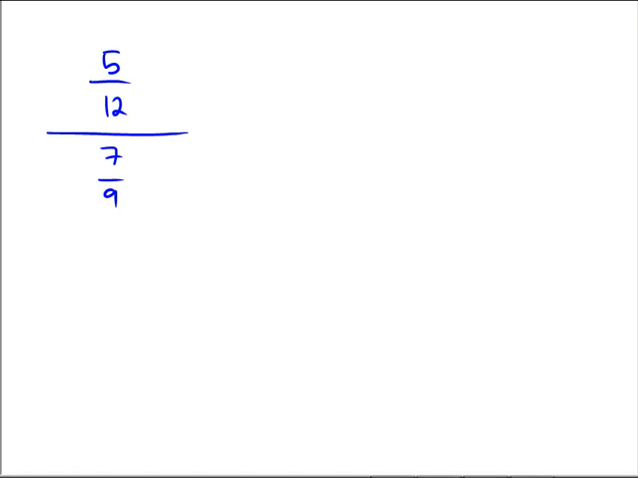So assuming you paused the video and tried this on your own, I'm going to do it the way I prefer best, which is multiplying by the least common denominator. For 9 and 12, the least common denominator would be 36. So when we do this, on the top we end up getting 36 divided by 12 is 3, 3 times 5 is 15, and on the bottom 36 divided by 9 is 4, 4 times 7 is 28.